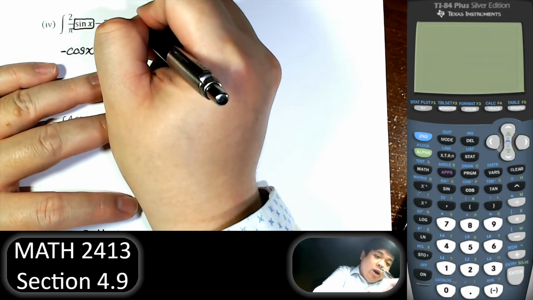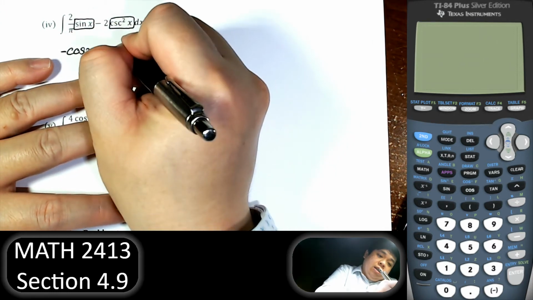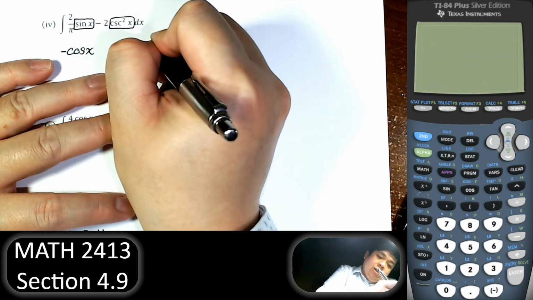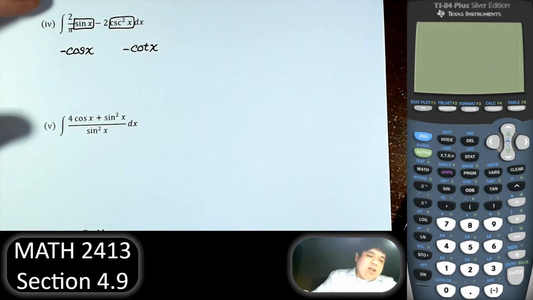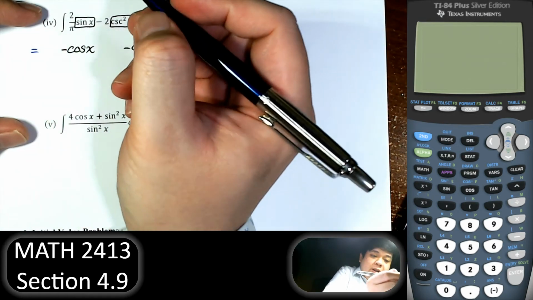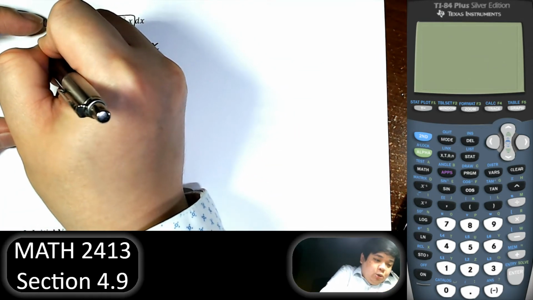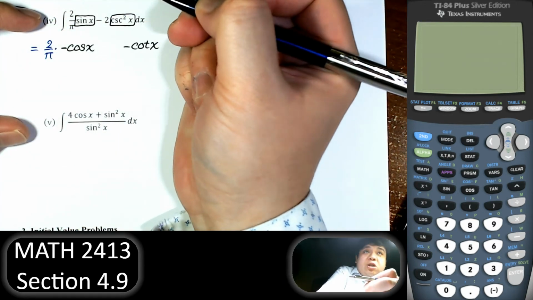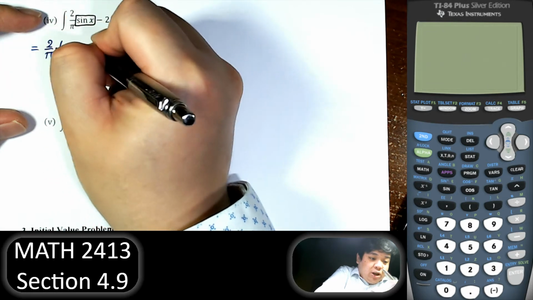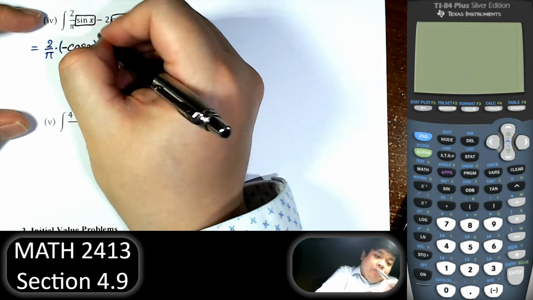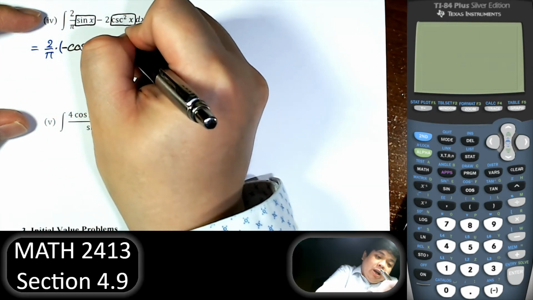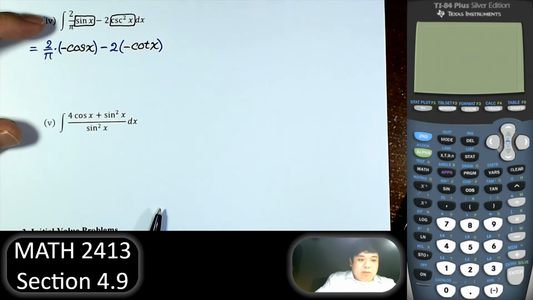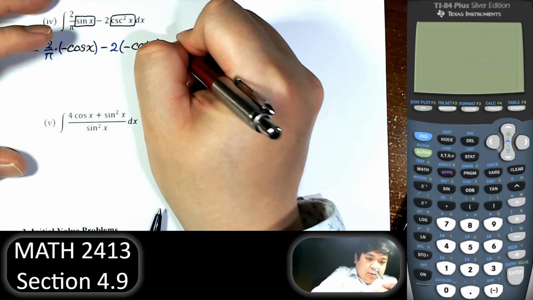Of course, if we're not sure about it, we can always just take the derivative of negative cosine, which gives us sine. Integral of cosecant squared is negative cotangent. Yeah, so that is the antiderivative. We will multiply by 2 over pi, and it is not subtract, it is multiply by 2. So just to be clear, we should put the parentheses around it, and this is multiply by 2. Minus 2, and once again this is multiply by 2. And then plus a constant c.